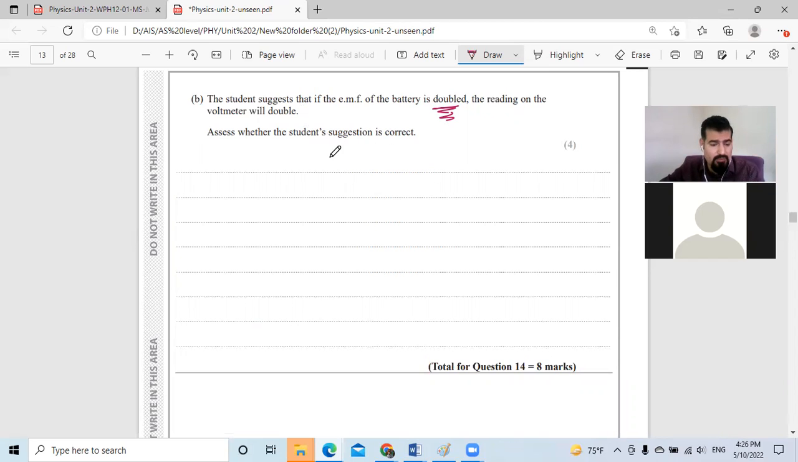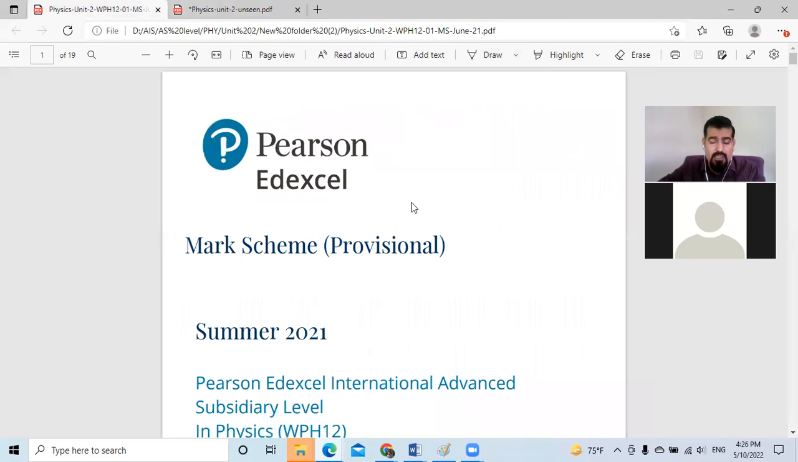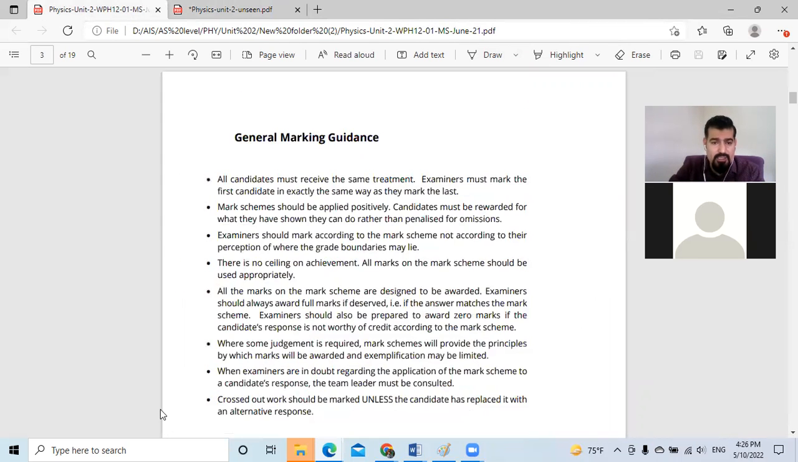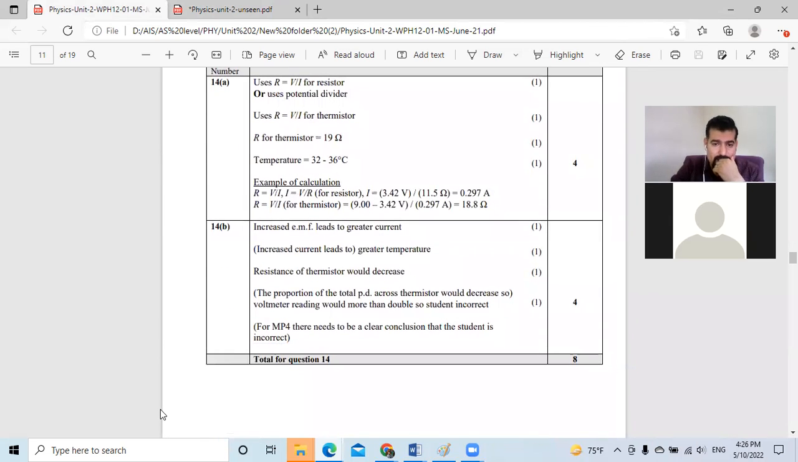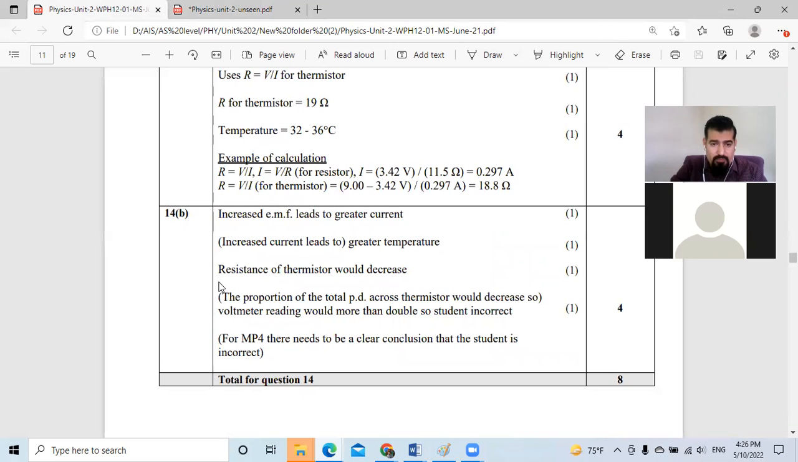If we look at the mark scheme, I think they mentioned the same idea that we have to mention. Yes, it is here. Question 14, part B. Increasing EMF leads to a greater current. Increased current gives a higher temperature heating effect. The resistance of the thermistor will decrease. So the proportion of the total voltage across the thermistor will decrease. So the reading of the voltmeter will be more than double, so the student is not correct.